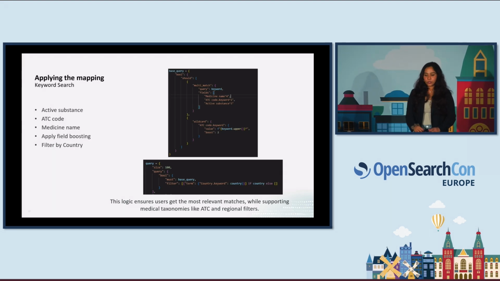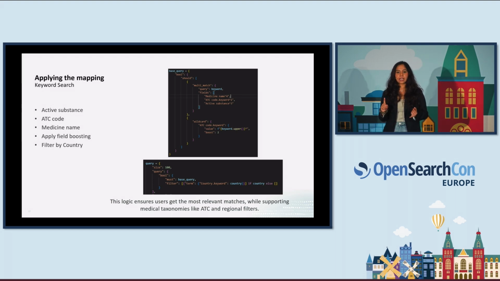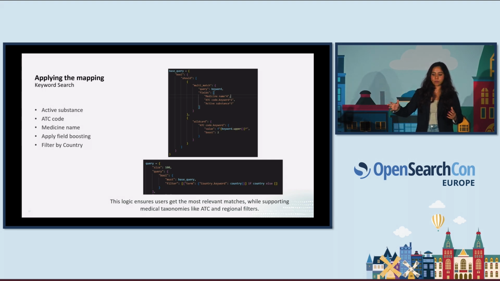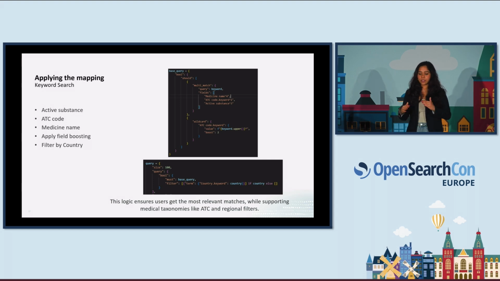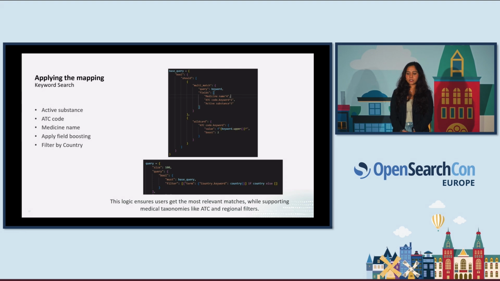OK. So this is how we had created our base query. Here we can see that we can do a keyword search with either the active substance, the ATC code, or the medicine name. And we've also added a boosting factor for each of these fields, with medicine name with the highest priority, next the active substance, and then the ATC code.